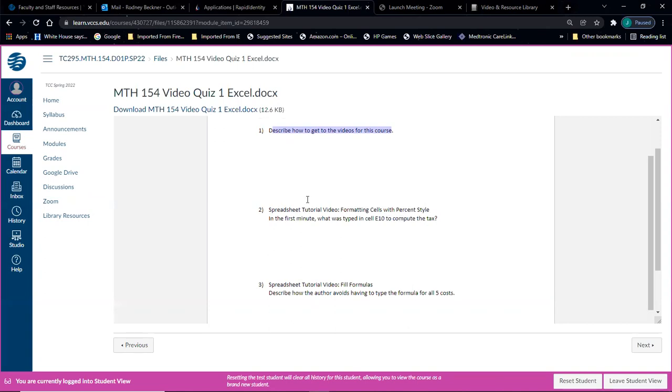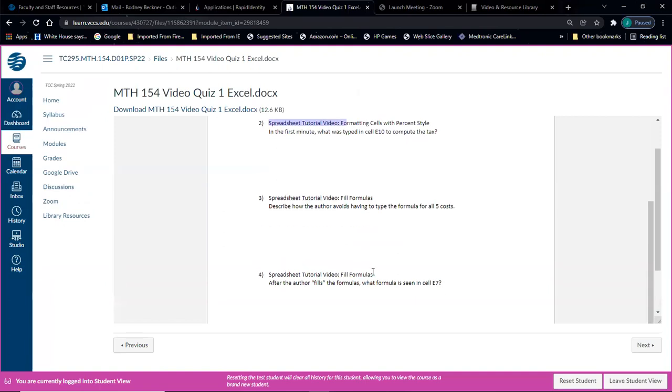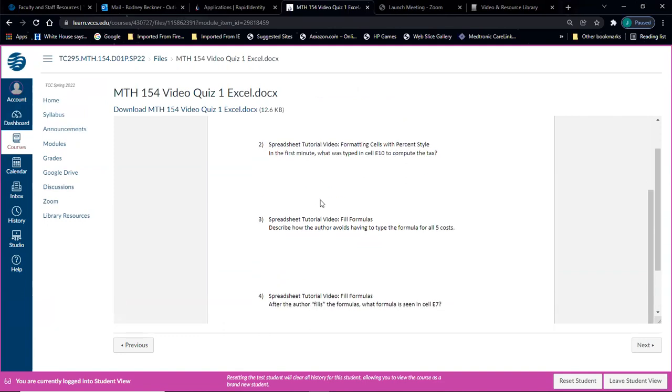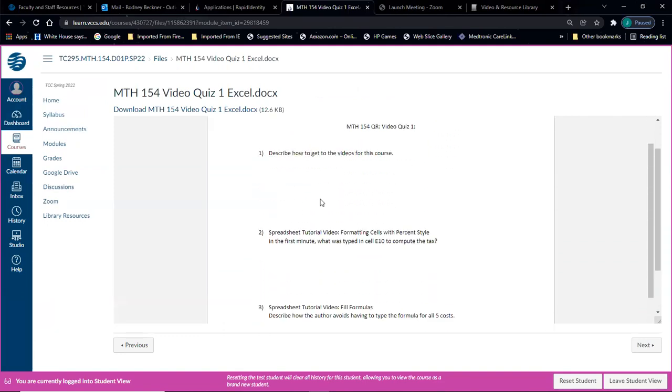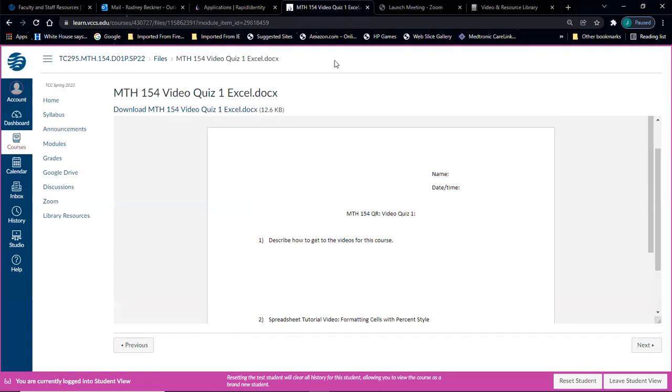Spoiler alert. Number 2, 3, and 4 are actually based on videos, and you can see, oh, spreadsheet tutorial video, spreadsheet tutorial video fill formula, spreadsheet tutorial video fill formula. I didn't finish reading this one. Formatting cells with percent style. So that tells you exactly where to go. So these are based on chapter 0. Later, I'll actually say which chapter they're on, but for now, I'm just keeping it general. It's the first one, so chapter 0.